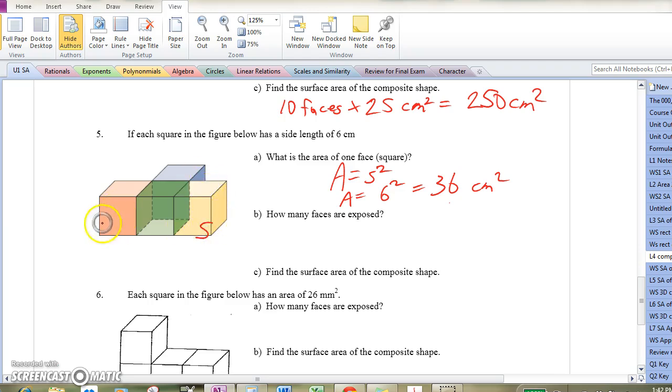Looking at the red one. How many are covered? How many are exposed? Looking at the middle green one, how many are covered? 3. So how many are exposed? 3. And that's the tricky one. Okay? Here in the blue at the back, how many are covered? 1. And how many are exposed? 5. Okay. So all together, how many have you got? 18. 18 faces. All right?